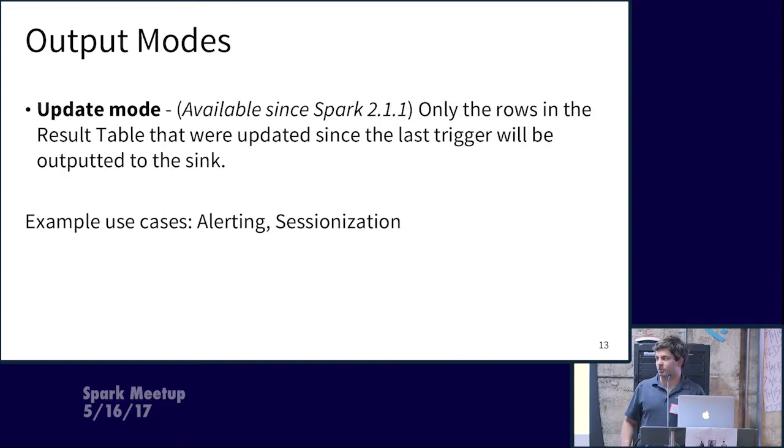And then in Spark 2.1.1 we added update mode, where only the rows in the result table that changed will be output to the sink. So this is kind of like append mode, but here we can change our answers. For a given key, for example, we will output new values as the new rows get processed. So you could use this for alerting or sessionization. It's mostly used for aggregations.